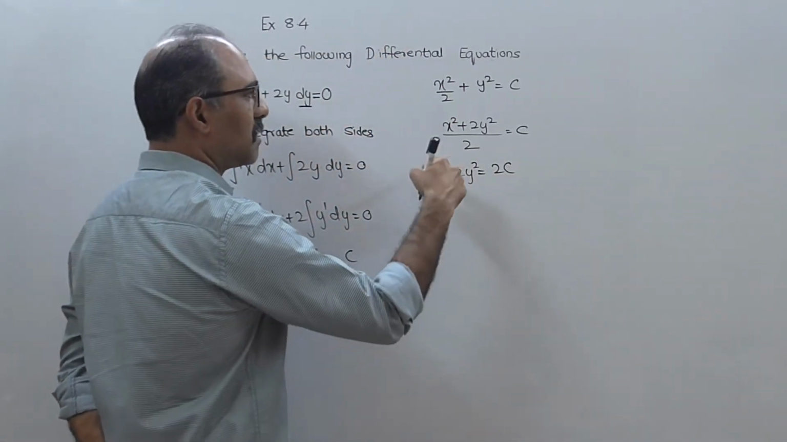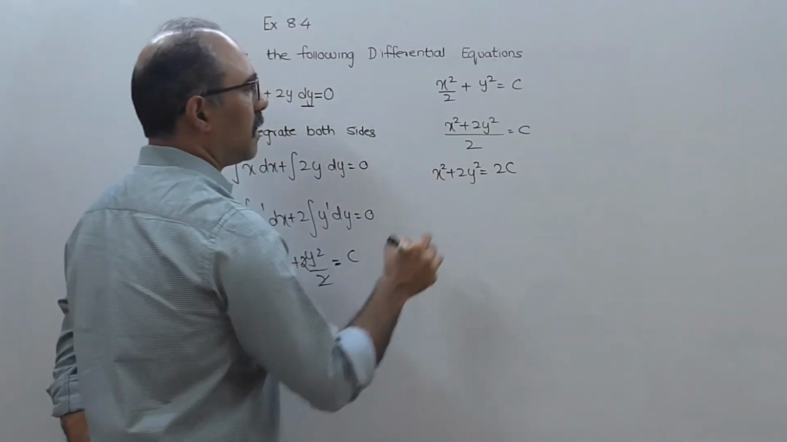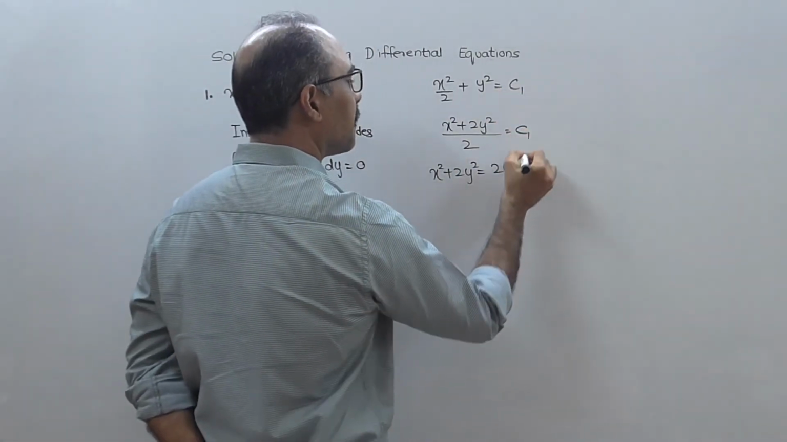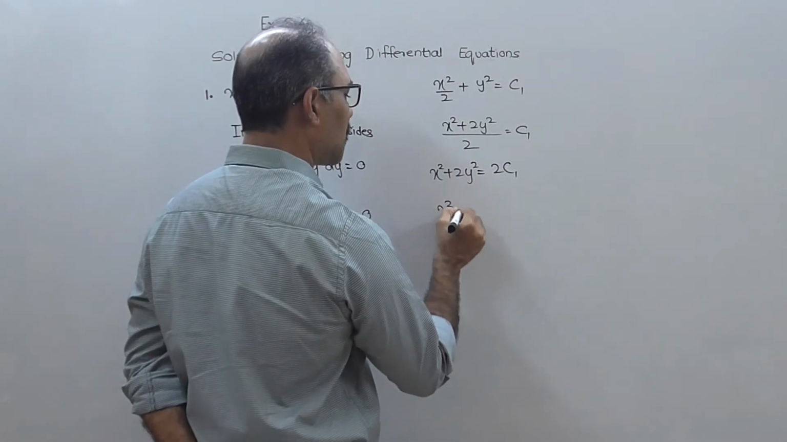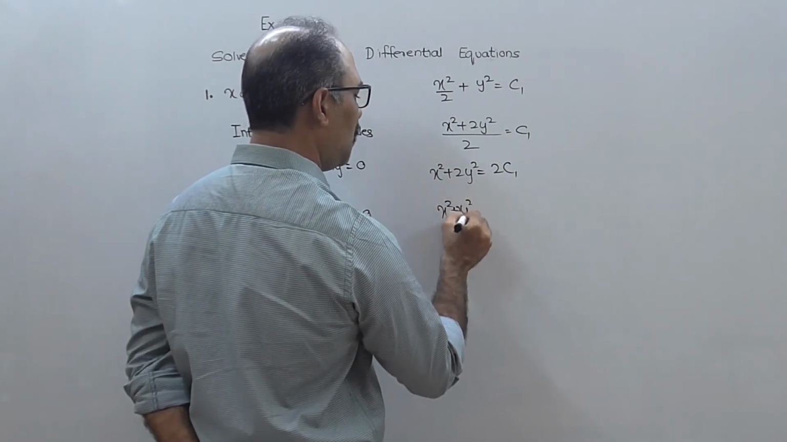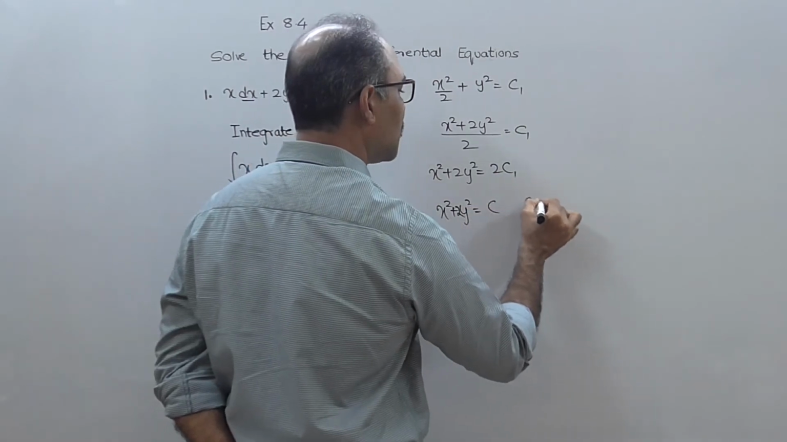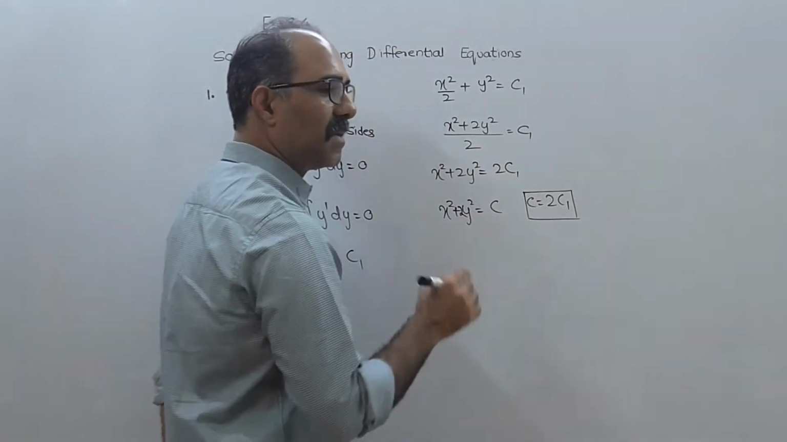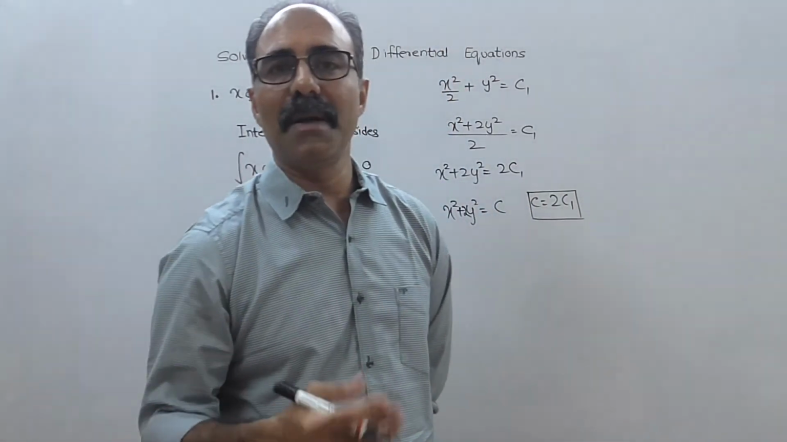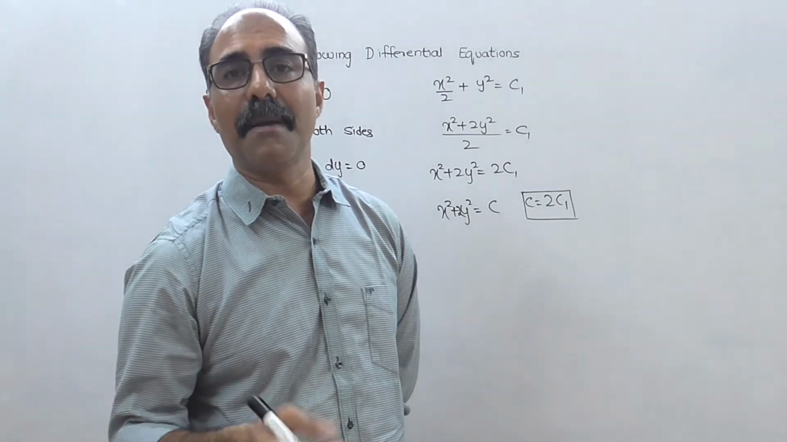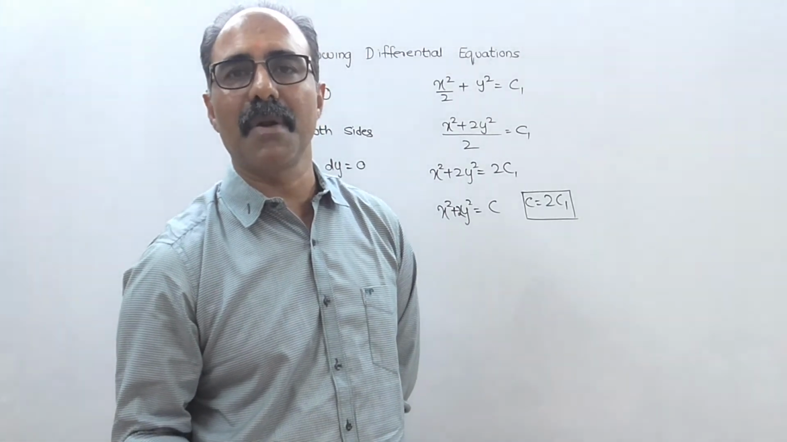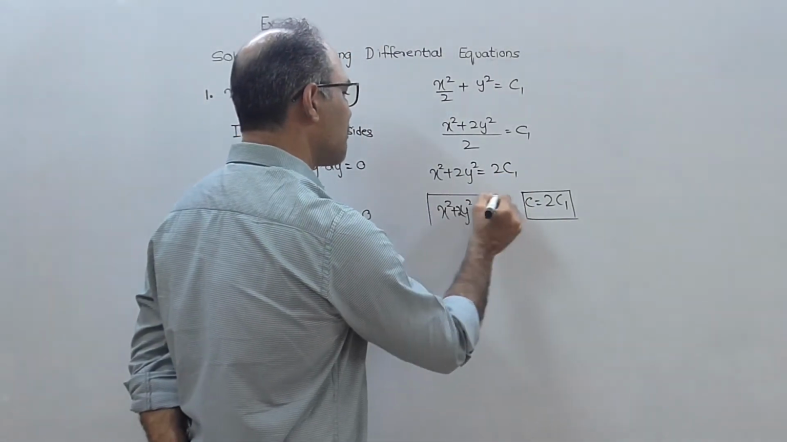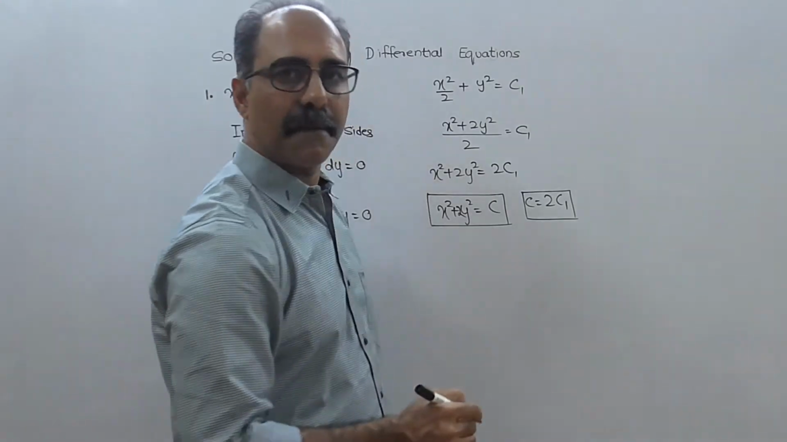So when you are multiplying an arbitrary constant by a normal constant, instead of c, you start taking c1. And then you say that x square plus 2y square equal to c, where c equal to 2c1. Now what is the meaning of c equal to 2c1? See, c1 is an arbitrary constant, right? You multiply an arbitrary constant by a number, so again the answer has to be an arbitrary constant only. So instead of writing 2c1, you may as well write it as c. This will give you the final answer.